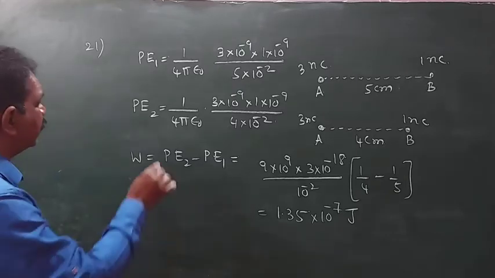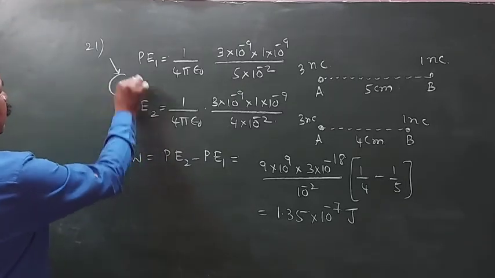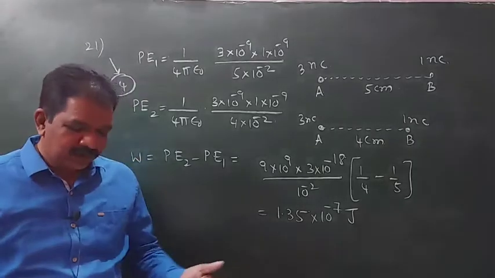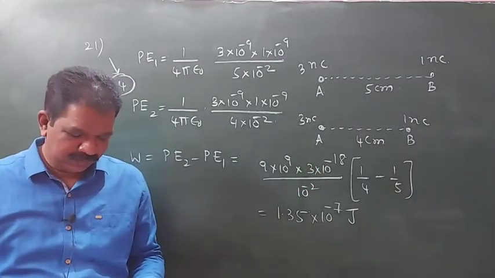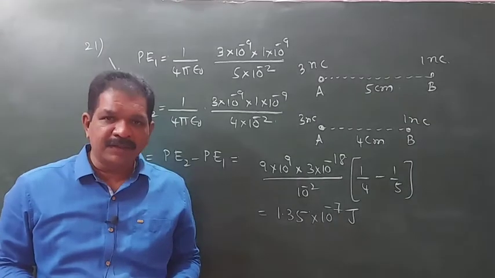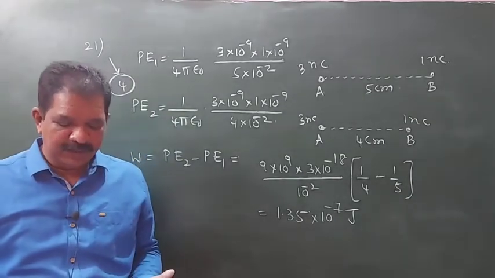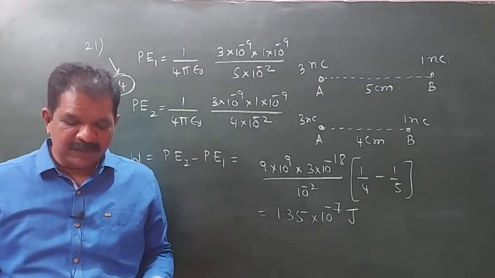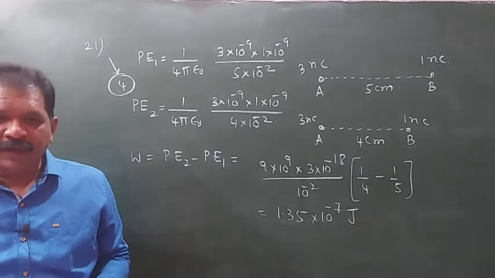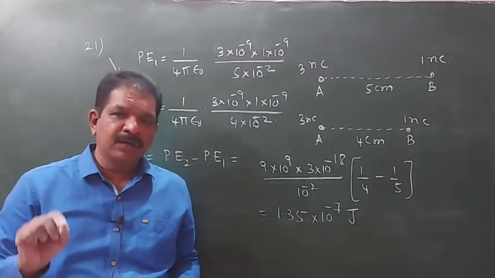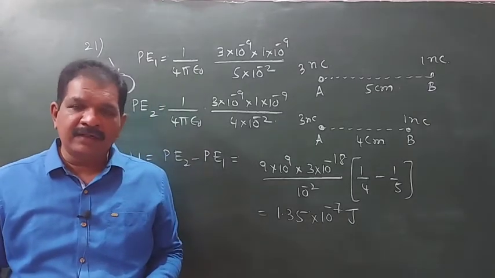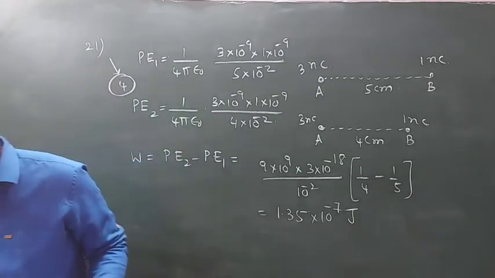So 21, fourth option will be the answer. Okay. Next, 22 you see, minimum value of the effective capacitance that can be obtained by combining three capacitors of capacitances 1 picofarad, 2 picofarad and 4 picofarad. Remember, minimum value means always all are connected in the series, you remember.